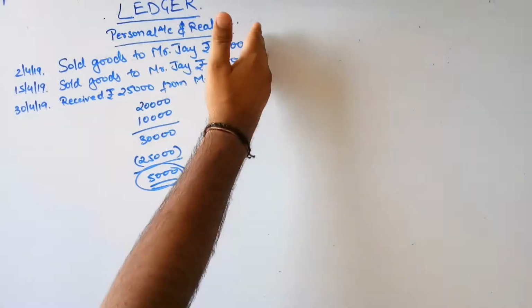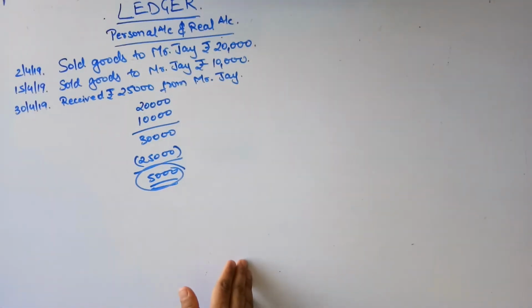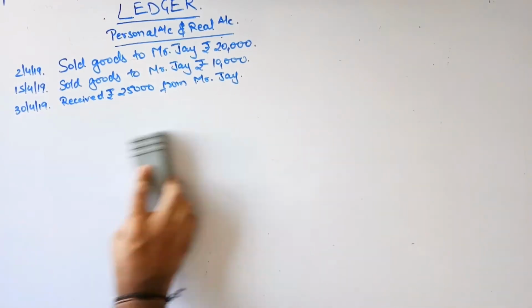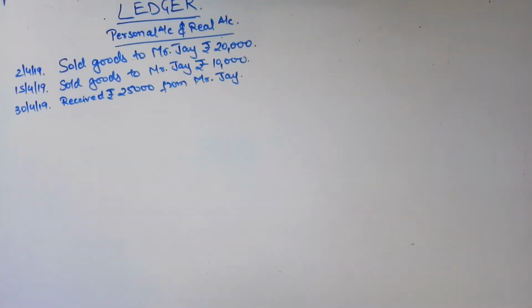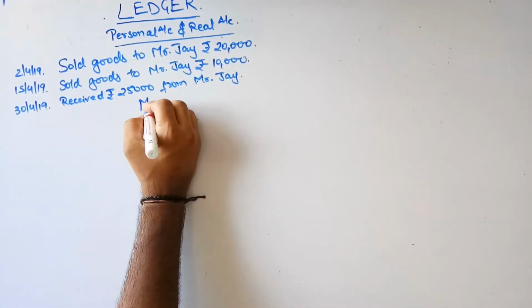There might be hundreds of transactions which might have happened during the entire year with Mr. J. How do we record all those transactions? So what do we do? We will only prepare right now the account of Mr. J. Okay, if I'm saying this is my account of Mr. J.